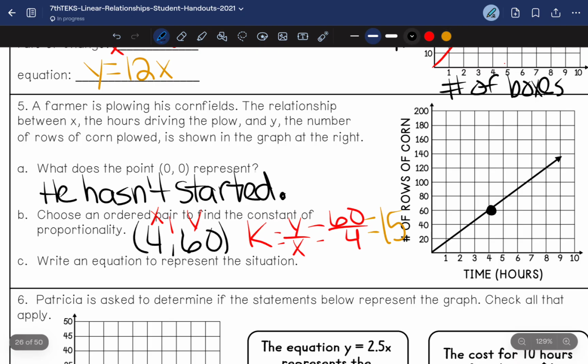Part C, write an equation to represent the situation. Well, the constant of proportionality is 15, which is also the rate of change. So it's y equals 15x.